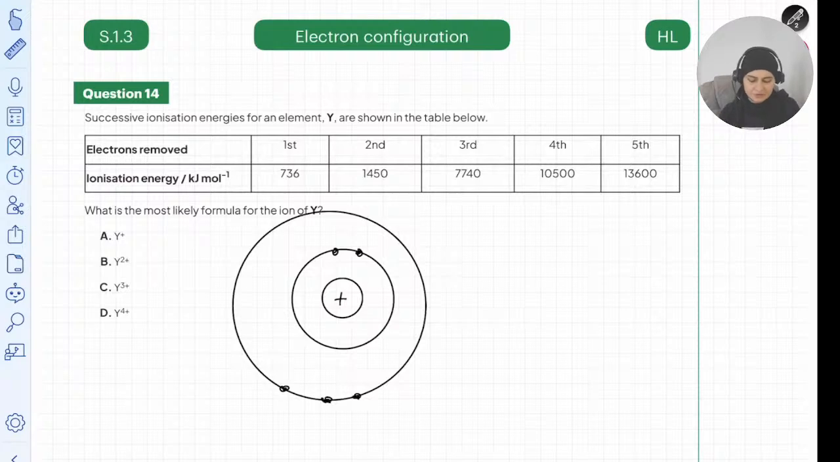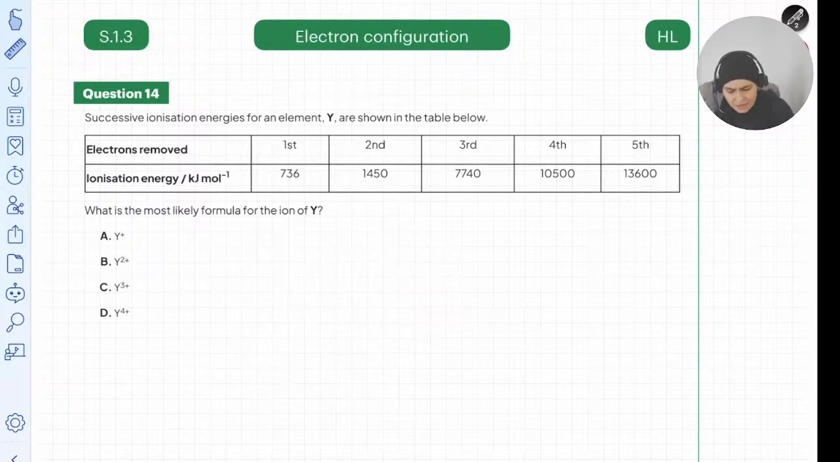But then you would have a jump because the fourth electron would be removed from the first shell, which is much closer to the nucleus. So essentially, you're looking for those jumps to find out how many electrons there are in the outer shell. I hope that makes sense.